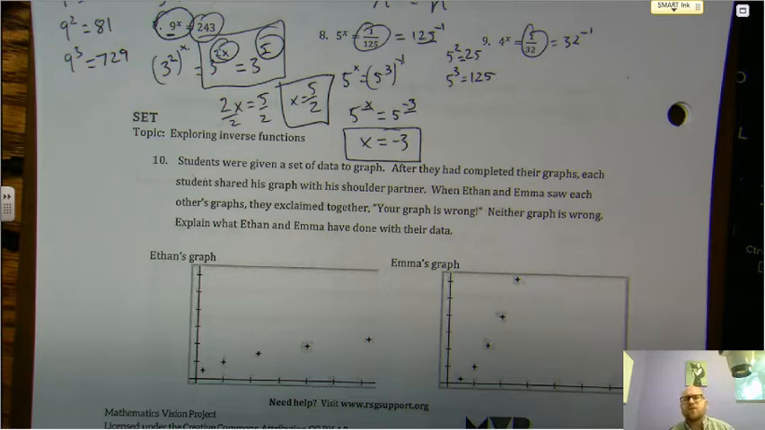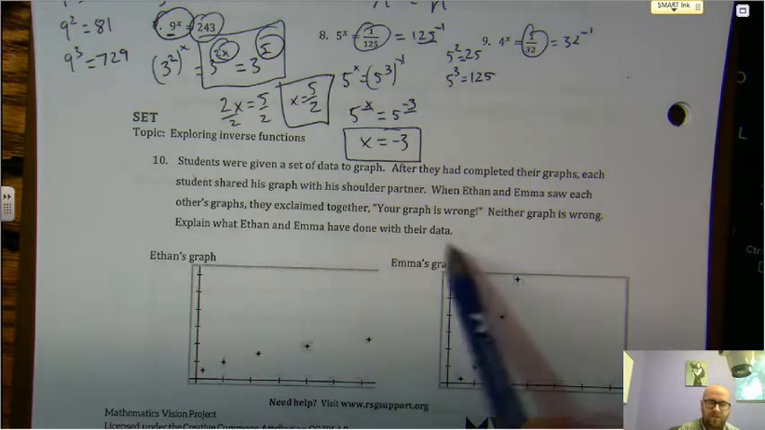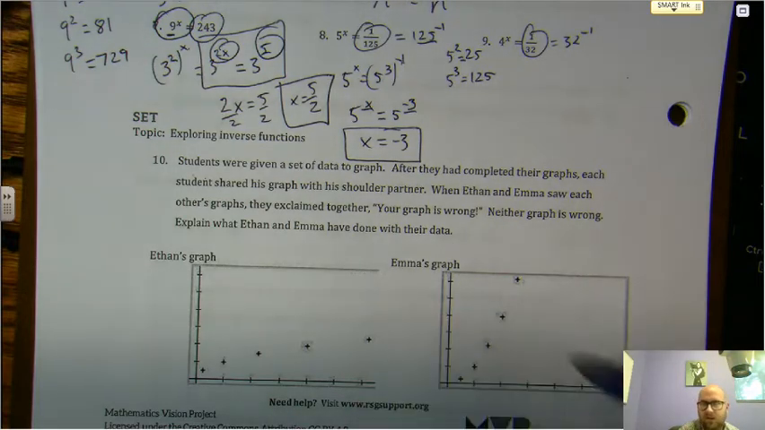And what I want you to do when you're thinking about this problem is think about what we went over in class as part of our lesson today. We were talking about the Ferrari and how does that behave? How does the speed and distance? Think about that when you answer this question. Explain how they neither got it wrong.